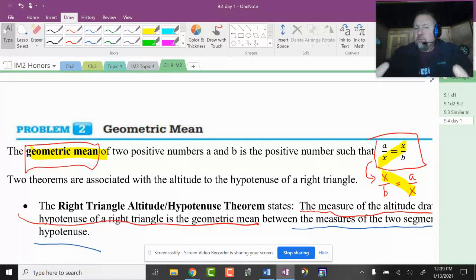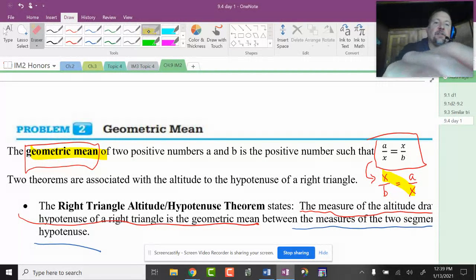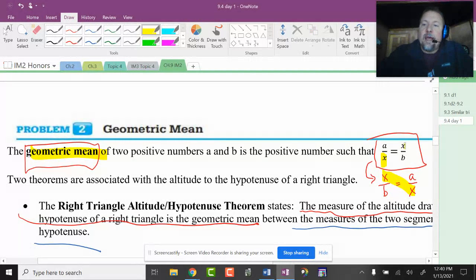So I'm going to use the term geometric mean a lot. I'm going to erase this and have it come back. Okay, the geometric mean of two positive numbers, A and B, is a positive number X such that this is true. So X is said to be the geometric mean between A and B, right? I just want to use that idea so that when we see it in our theorem, we know what geometric mean means. You could also switch these, and X over B certainly equals A over X.